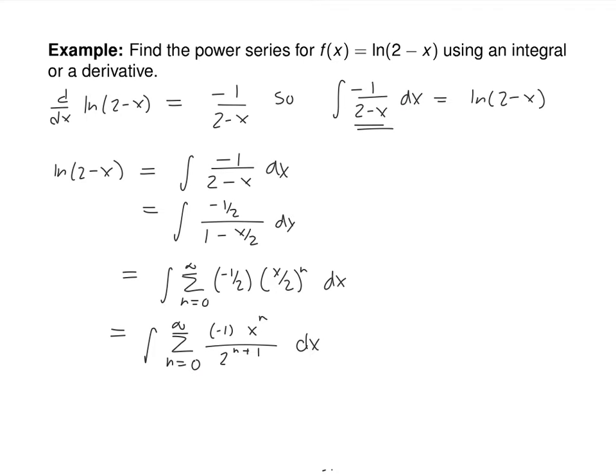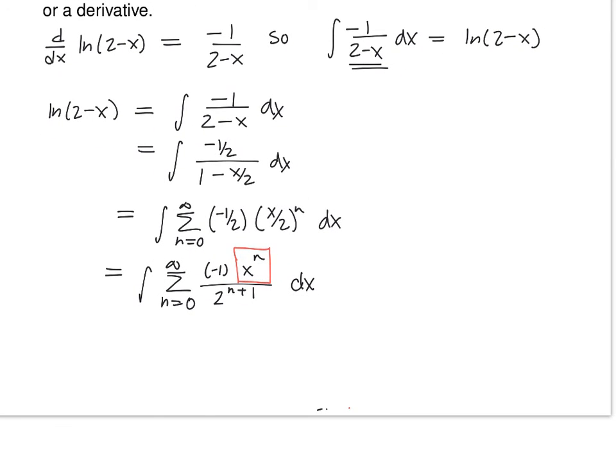Now the 2 to the n plus 1 and the negative 1 are a constant. The thing that's being antidifferentiated here is this x to the n. And so the antiderivative of x to the n is x to the n plus 1 over n plus 1. So this antidifferentiated gives you a sum, n equals 0 to infinity, negative 1, x to the n plus 1 over 2 to the n plus 1 times n plus 1, and then plus some constant c.